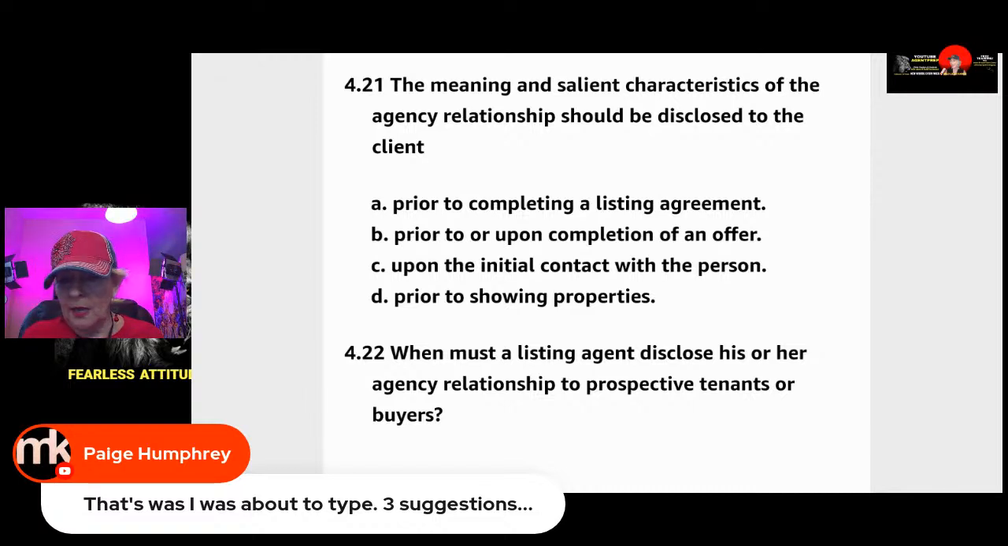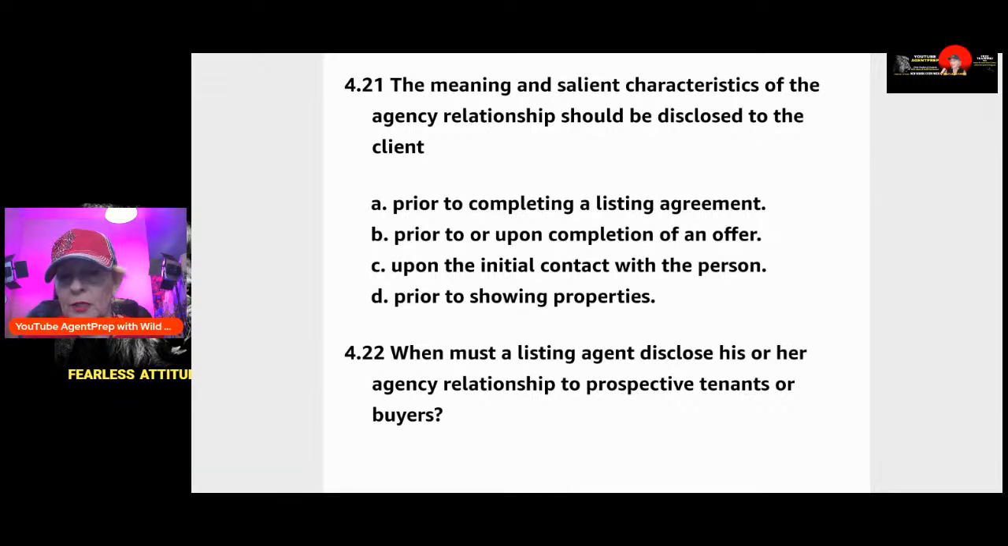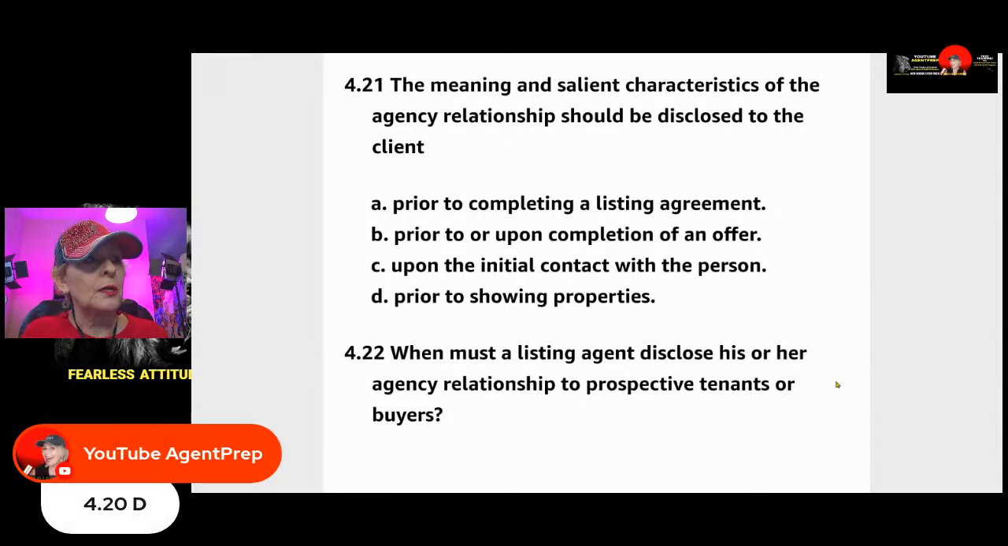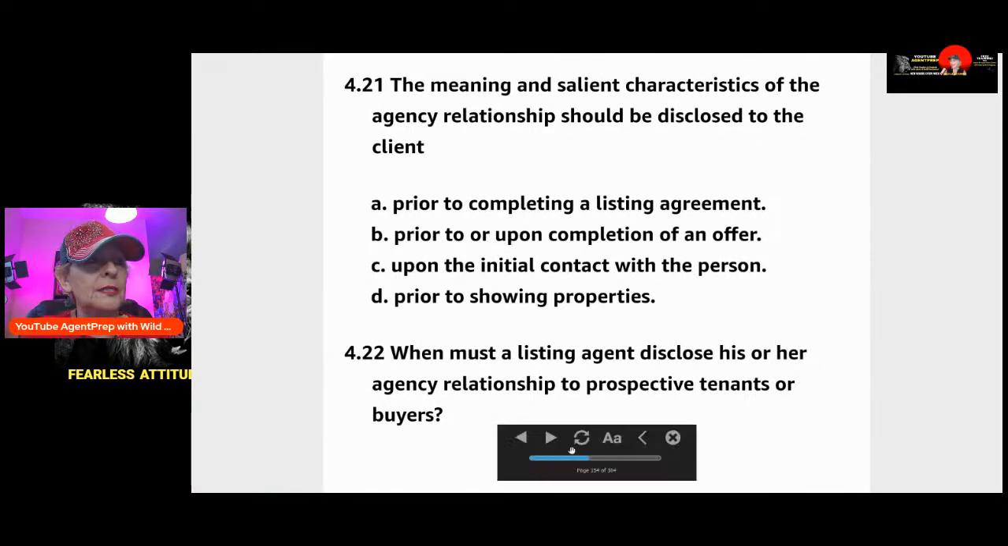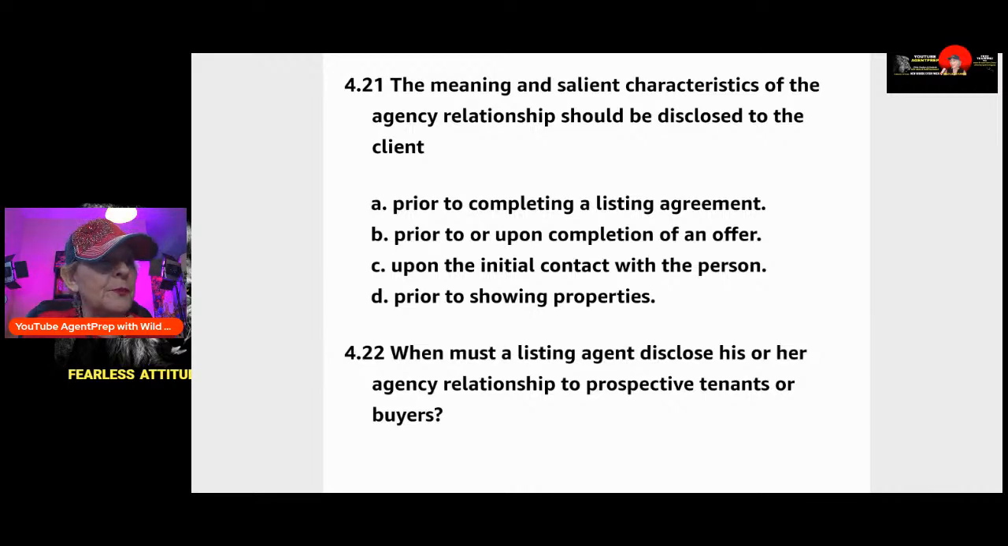I was about to type 3 suggestions. Yes, we recommend 3, okay? So the answer was D, as in dog. Tell the seller, because that's where the fiduciary responsibility lies.